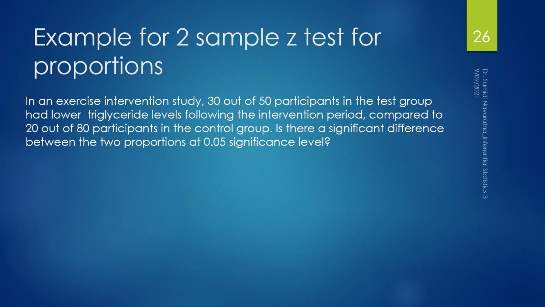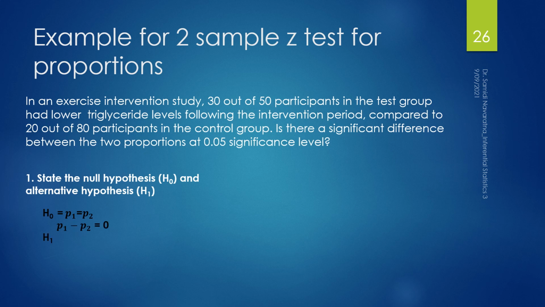So the first step is to state the null hypothesis and alternative hypothesis. So we are talking about a difference here. No difference. Null hypothesis should be no difference. Then we need to write the null hypothesis as P1 equals P2 or P1 minus P2 equals 0. And the alternative hypothesis as P1 does not equal P2.